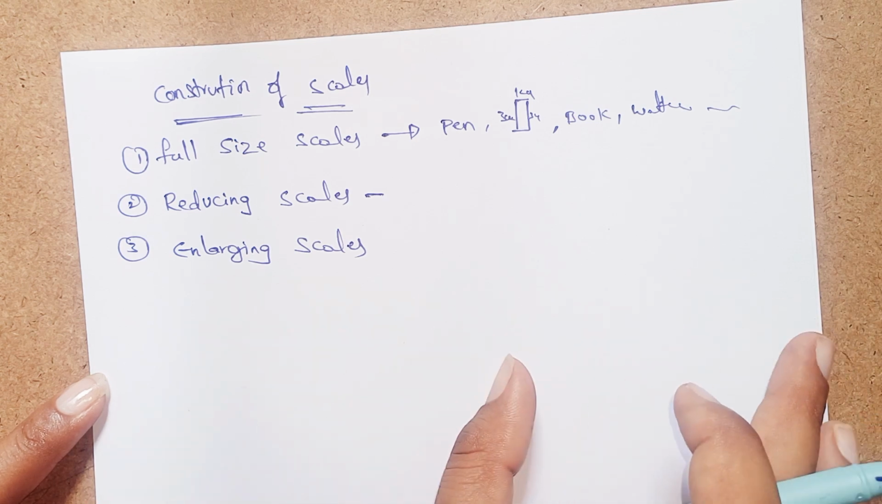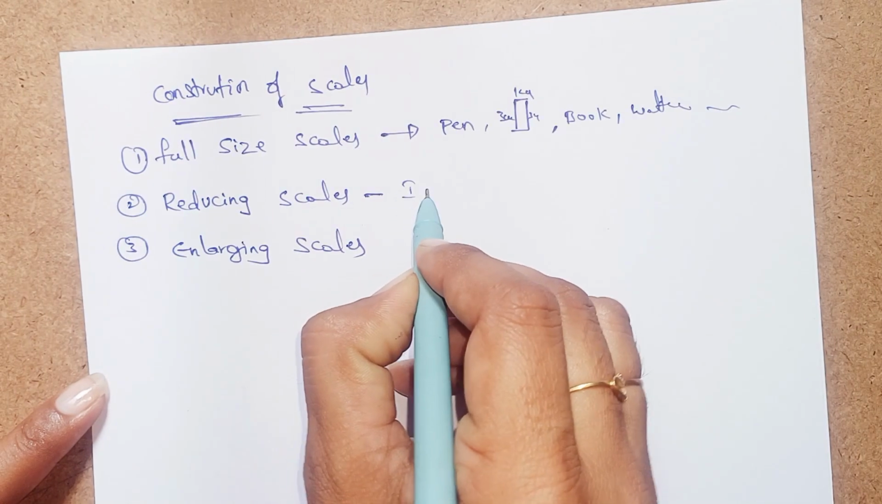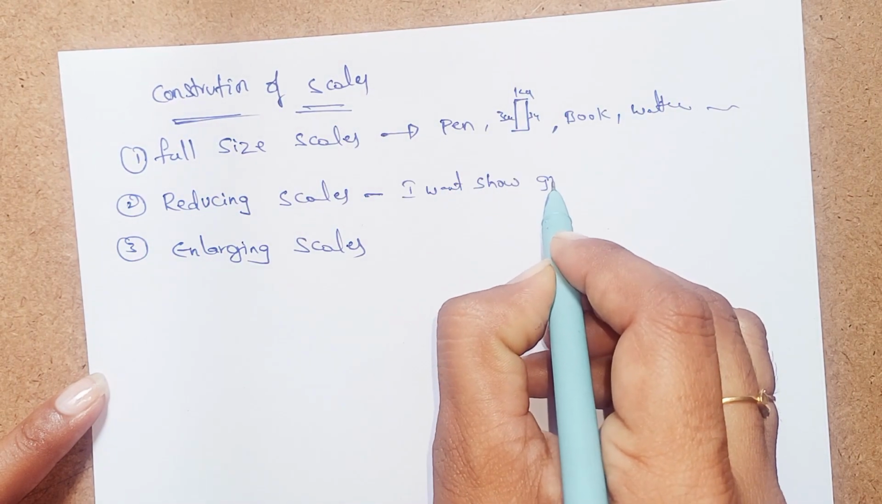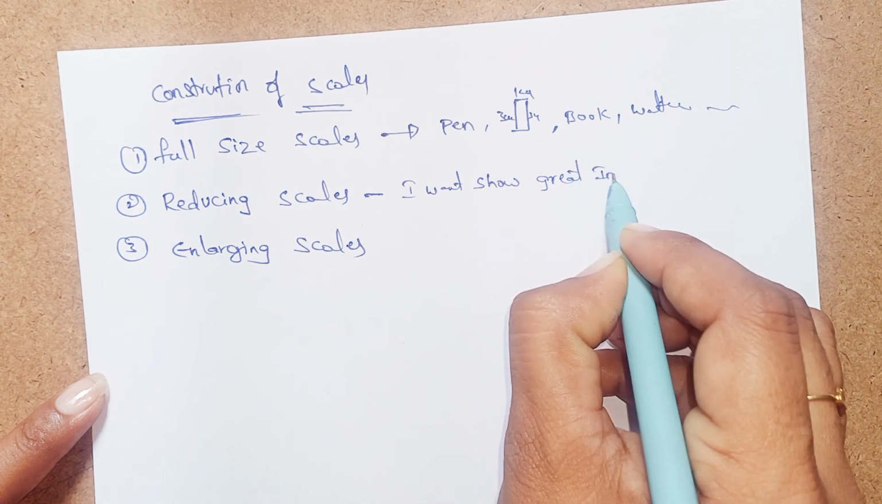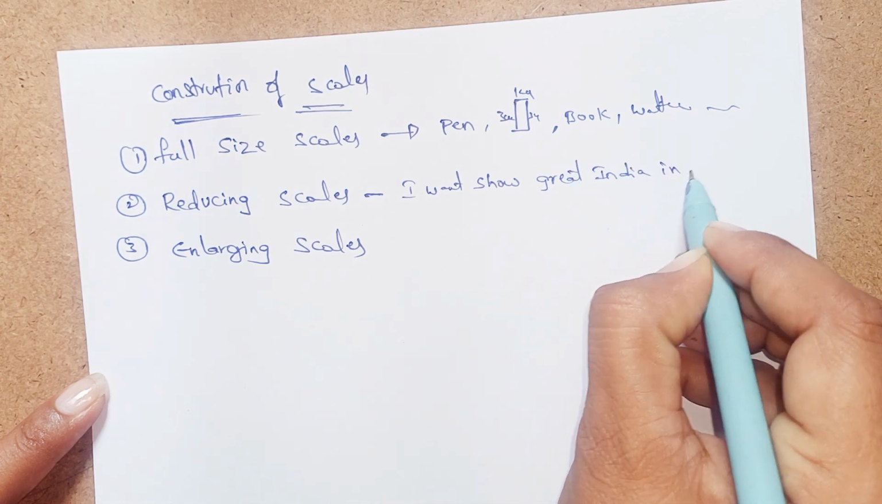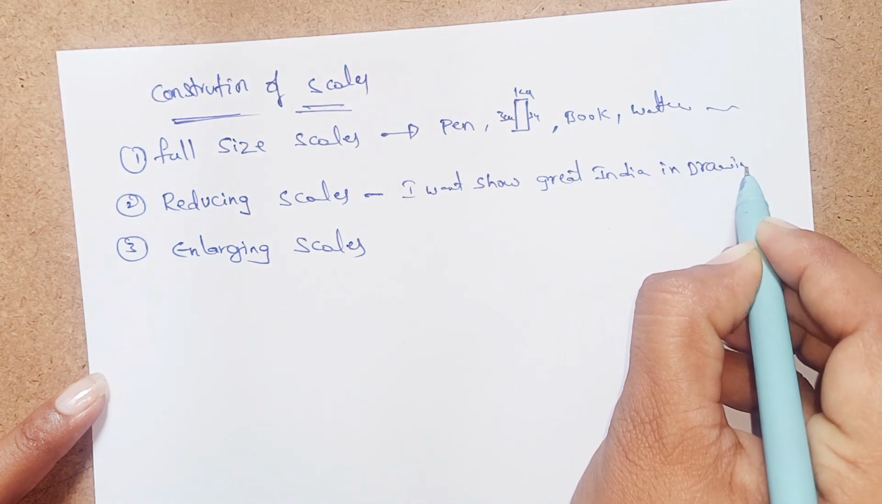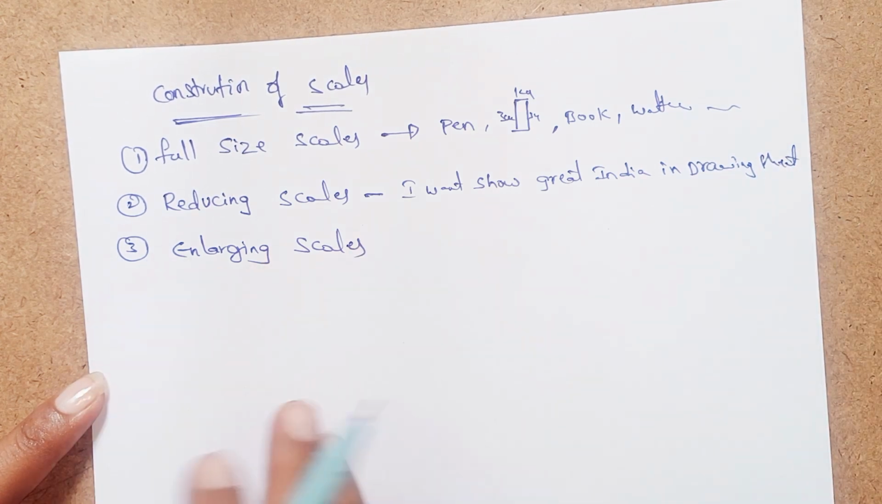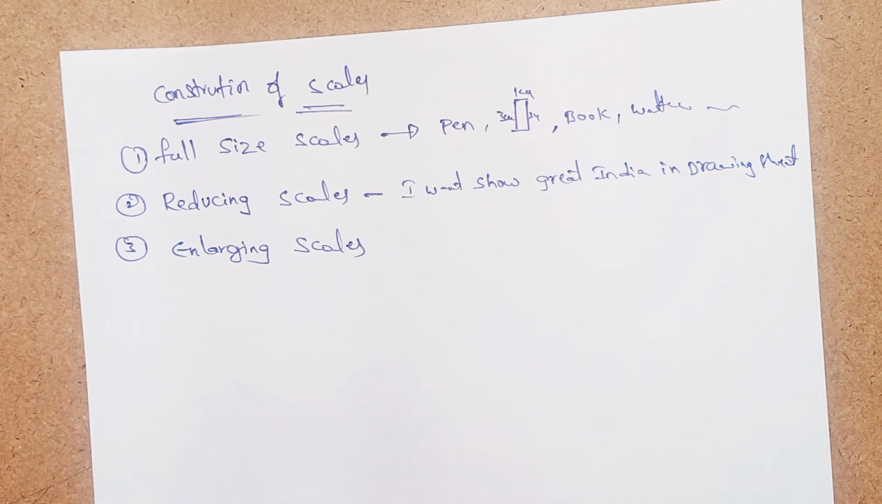The best example is if I want to show great India on a drawing sheet. Suppose you are drawing our college or your village. You have to reduce the scale, draw it, and represent it on the drawing sheet.